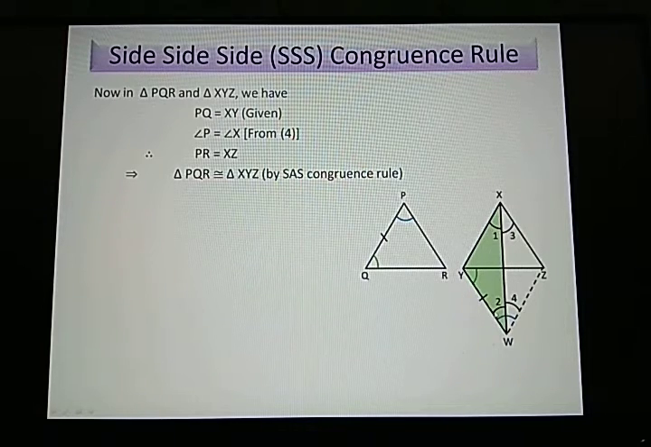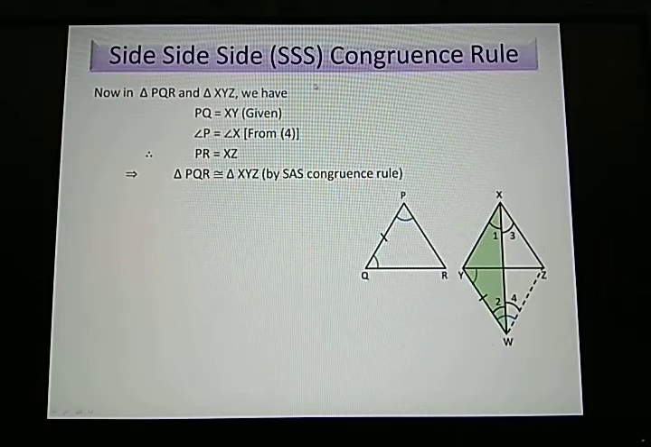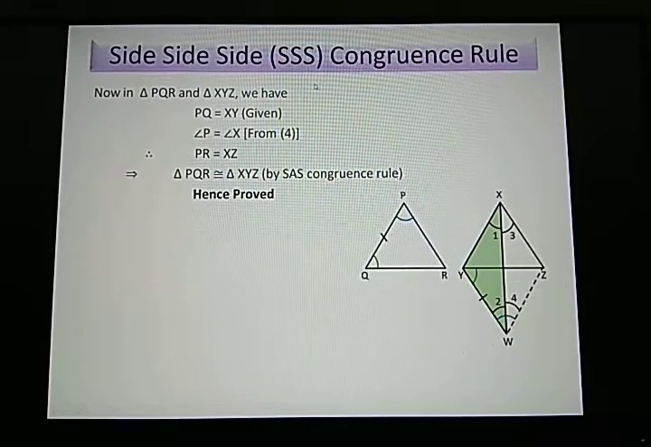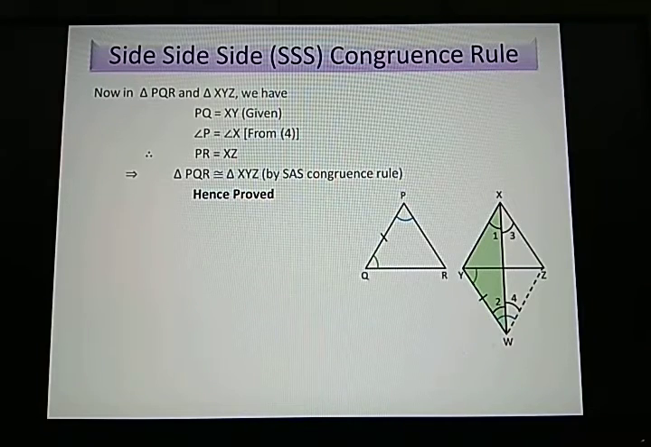Because, as I already said in the earlier congruence rules also, what is given to us we are not applying directly to prove the congruence rule. We are applying some other congruence rule to prove the given congruence rule. And whatever the congruence rule states in the statement, that we take as the given part. Clear? So here you can see by the SAS congruence rule, we are proving this SSS congruence rule. Clear? So this proves the side side side congruence rule.